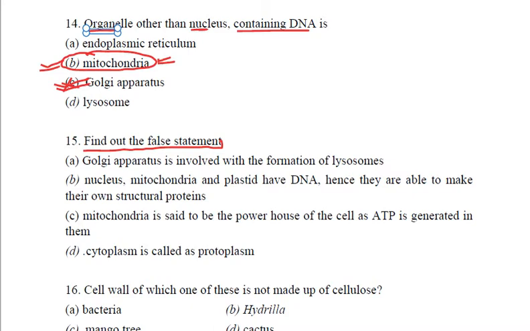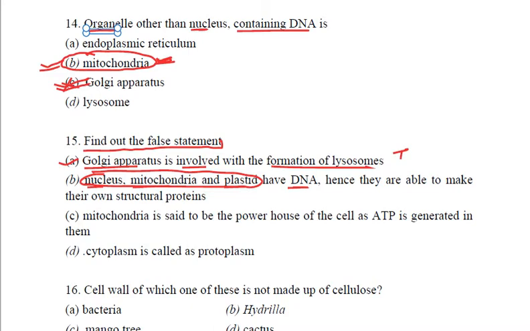Okay. Next question, 15. Find out the false statement. Out of these, which one is false? Let us see. Golgi apparatus is involved with the formation of lysosomes. It is absolutely correct. This is a true statement. Nucleus, mitochondria and plastid have DNA. Correct. This is what I was just trying to tell you, that these are the three which contain their own DNA. That is why the correct option we have marked above is mitochondria.